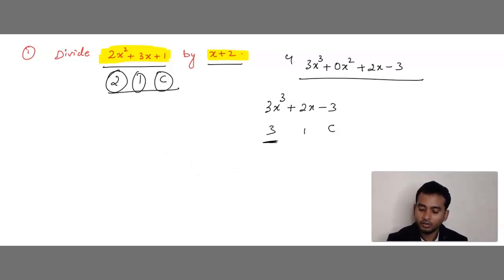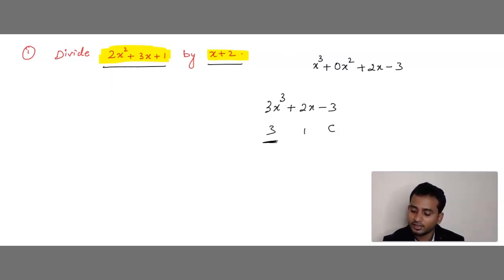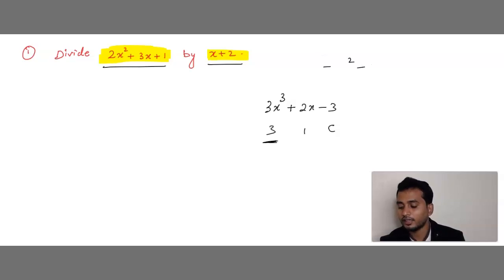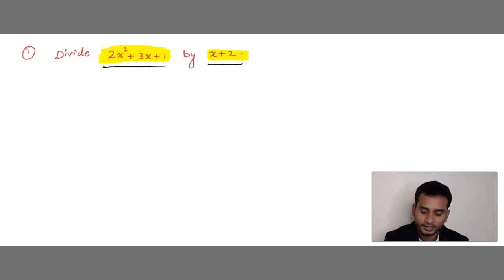Good. Now, let's begin with this problem. I will be teaching you in the easiest manner. And this is a very important question. You should not neglect this question. It's very important for your board exam.